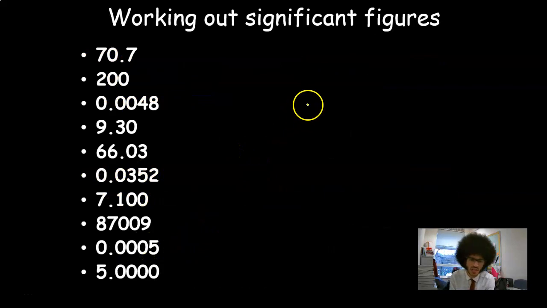So I've got a list of numbers here. You may choose to pause the video if you want and have a go at these before going through the answers, but I'll just go through them now just for your benefit. So this one here, I've got 0 in between two non-zero numbers. So this is 1, 2, 3 significant figures. This one here, I've got 2 zeros at the end, but there's no decimal. So I ignore those. So this is only one significant figure.